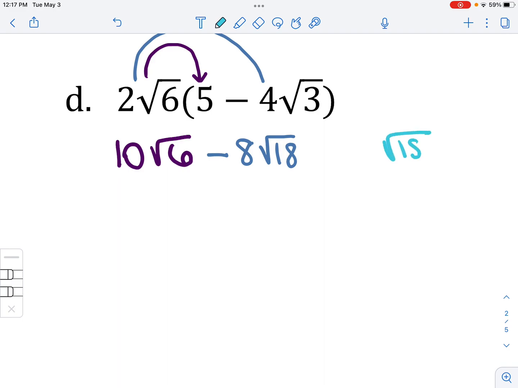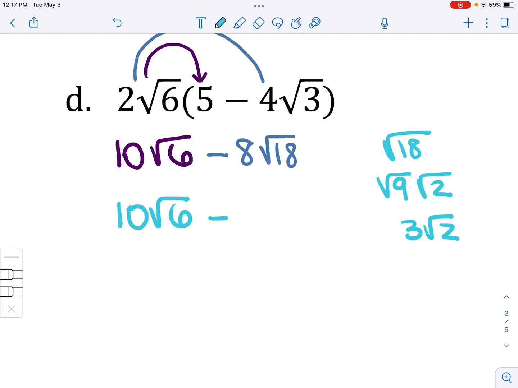So root 18 can be broken up into two radicals. Two numbers that multiply to 18 are 6 and 3, but I don't think that's going to be helpful because I have no idea what the square root of 6 is. I have no idea what the square root of 3 is. So now I'm going to try different numbers. 9 and 2 work, I think, right? 9 times 2 is 18, and the square root of 9 is 3.